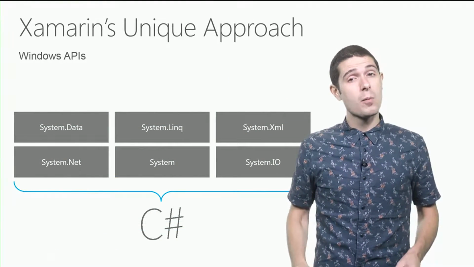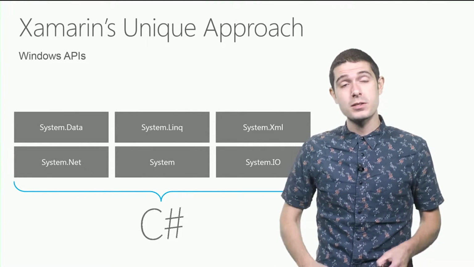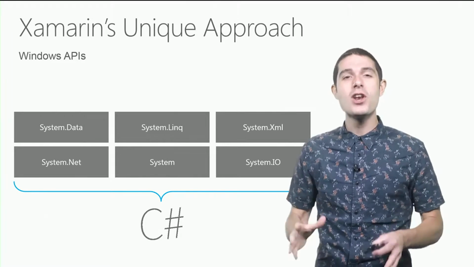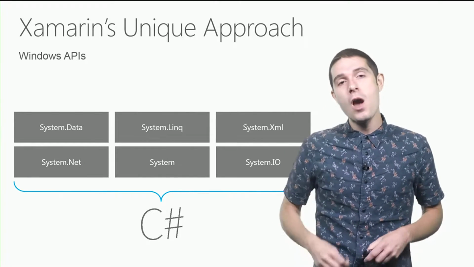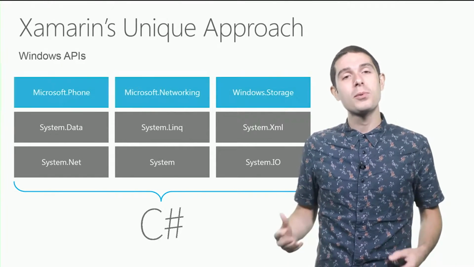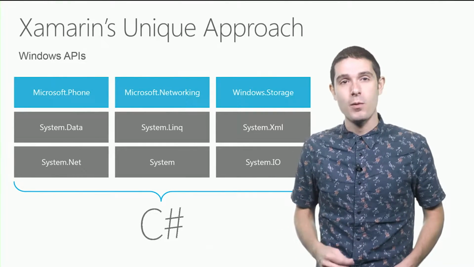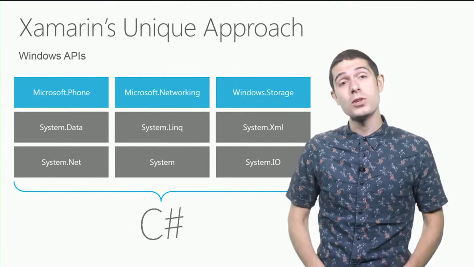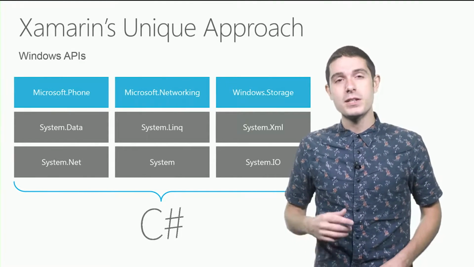Now, if you're a Windows developer today, the .NET libraries are going to look very familiar to you. System, Data, LINQ, XML, things that we know and love as .NET developers. And when you go to a new Windows platform, phone, store, desktop, you get some platform-specific APIs to mess around with, like phone or storage. And you can think of it the same when you use Xamarin to build out iOS and Android apps.